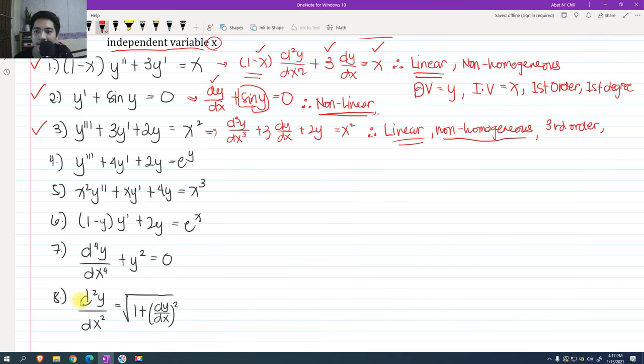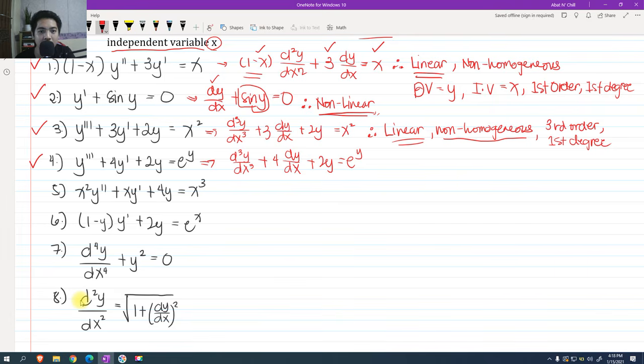And then degree of 1, first degree. The independent variable is x and the dependent variable is y. Okay, so number 4. Still we have the third derivative of y with respect to x, plus we have 4 times the first derivative dy/dx, y prime, plus 2y equals e raised to y.